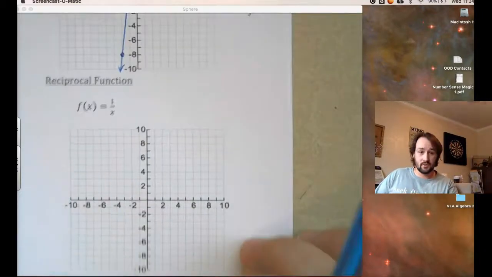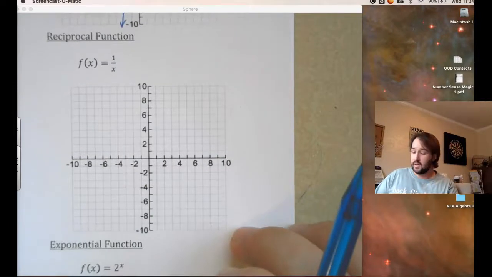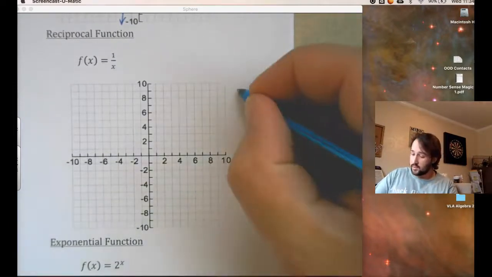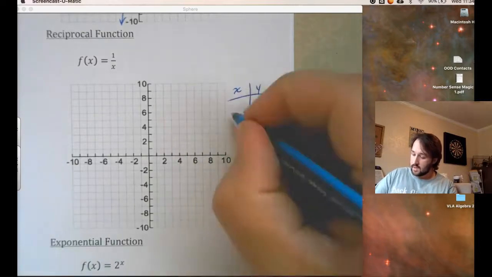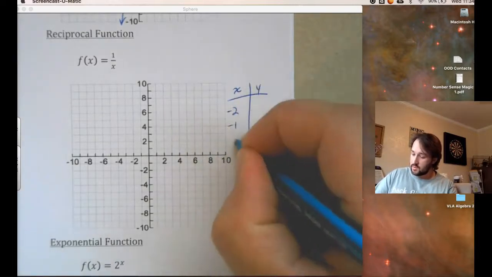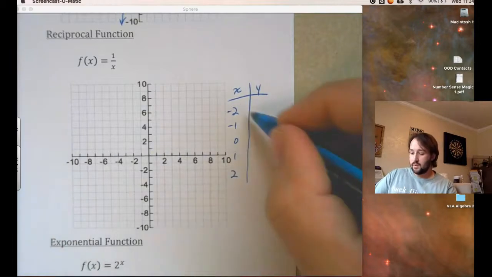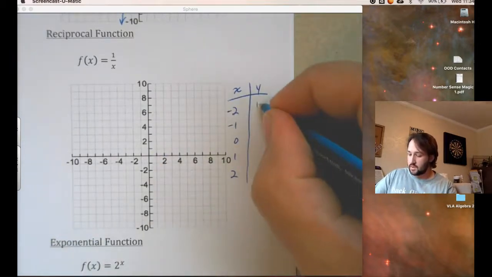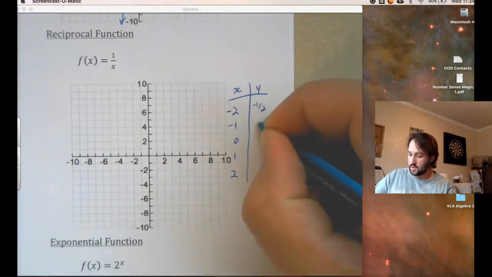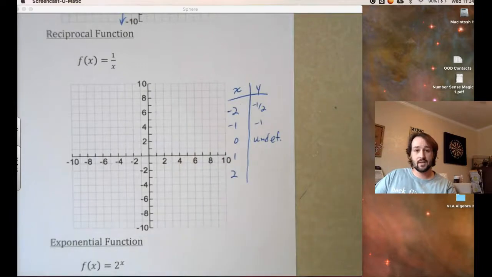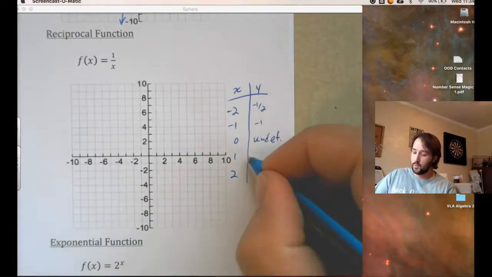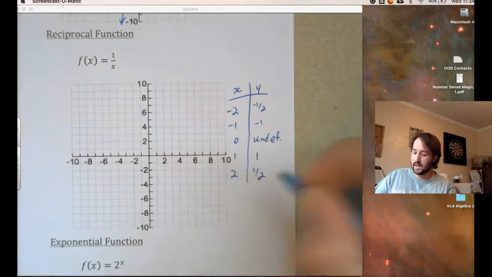The reciprocal function, which we talked about a little bit in the last video, is 1 over x. So again, if we make some values, if I have -2, -1, 0, 1, 2: 1 over -2 is just -1/2. 1 over -1 is -1. 1 over 0 is not possible. That is undefined, so that actually will not have a value. So remember, you cannot ever divide by 0. 1 over 1 is 1, 1 over 2 is 1/2.